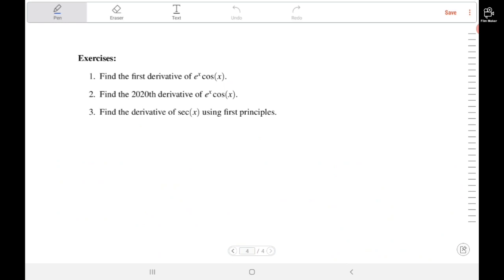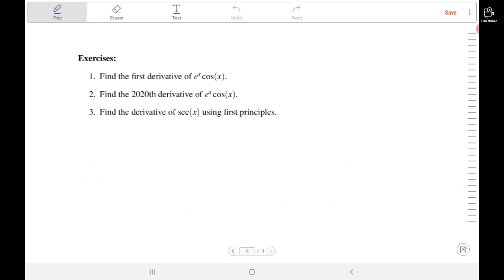So I'm going to leave you with a few exercises. The first is just applying what we just learnt to find the derivative of e to the power x cosine x. So now that you know how to differentiate cosine, you can use the product rule to compute that derivative. The second task is to see what pattern emerges when you do this and find the 2020th derivative of e to the power x cosine of x.